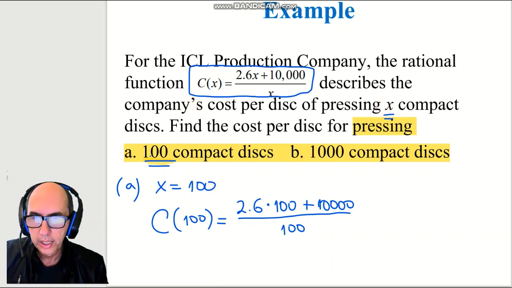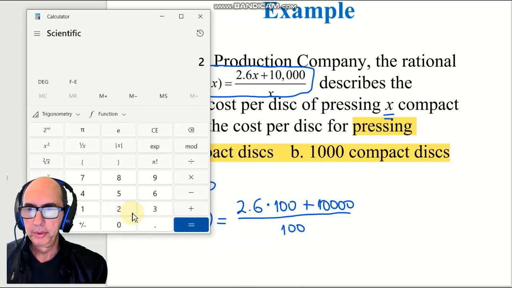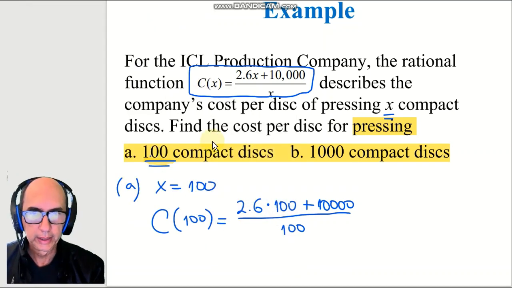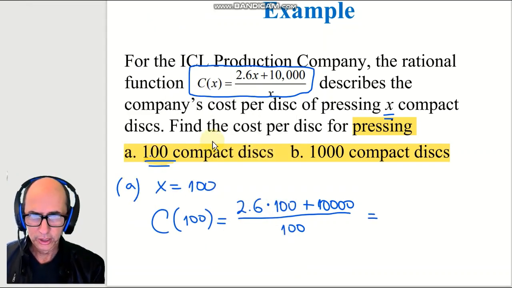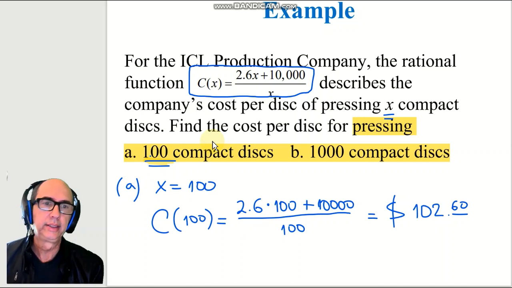Bring your calculator. On your calculator, you type 2.6 times 100 plus 10,000 equals, okay, divided by 100. 102.6. This is cost, right? So it's going to be dollars. $102.60.